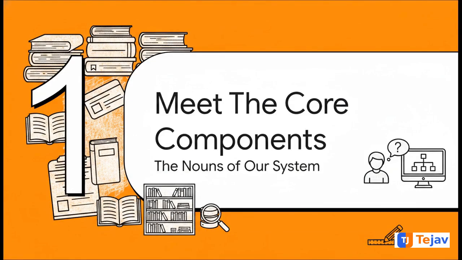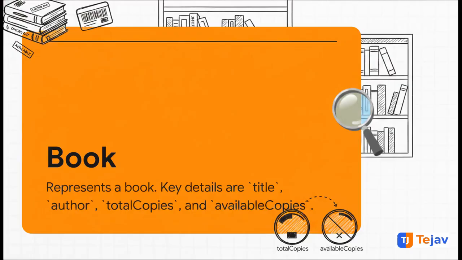All right, first things first, we need to identify the core components. You can think of these as the main nouns in our system. What are the things we actually have to track? Let's figure that out. Well, obviously, we have to start with the book itself. But it's not just about the title and author, right? The really crucial detail here is tracking total copies versus available copies.